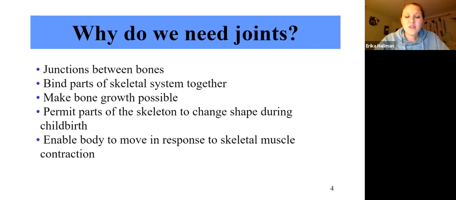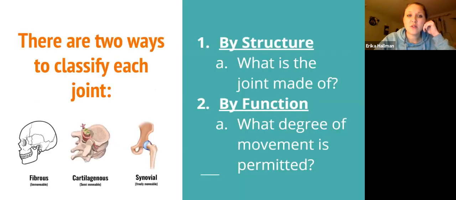We need to bind our skeleton together. These joints also allow bones to grow, so we'll talk about specific bones in our skull that grow because of these joints. Joints also permit the skeleton to change shape, so we'll talk about certain cartilaginous joints that will actually change during childbirth, and they allow the body to move in response to skeletal contraction.